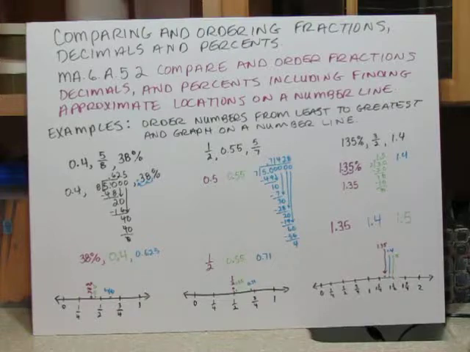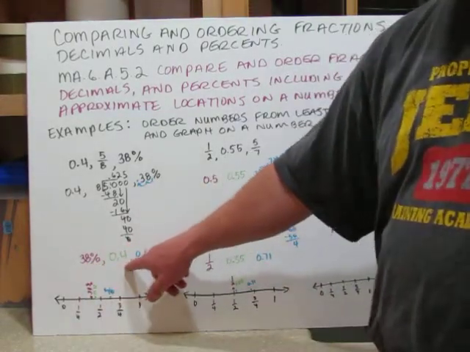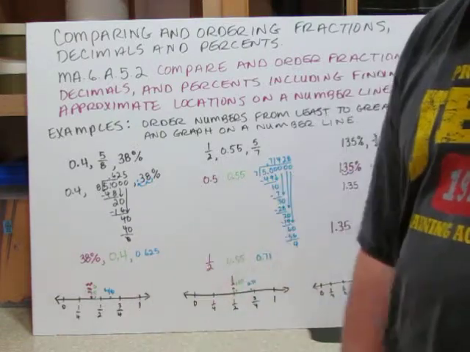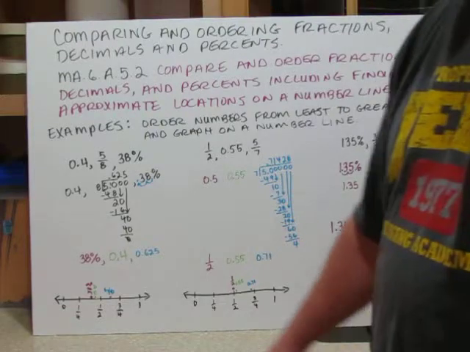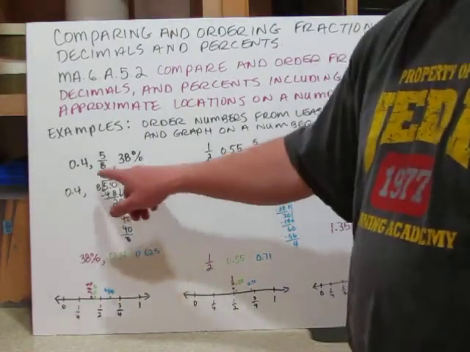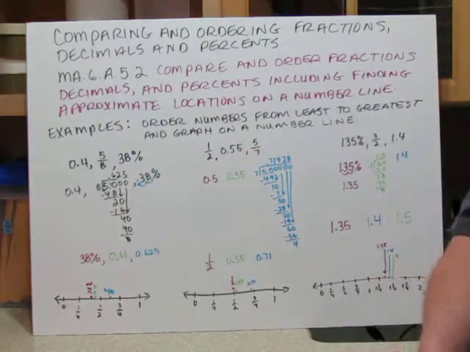So, in order from least to biggest, I have 38 is smaller than 40, which is smaller than 62 and a half. So 0.38 is smaller than 0.4, which is smaller than 0.625.